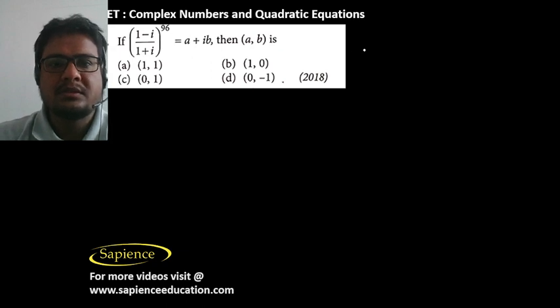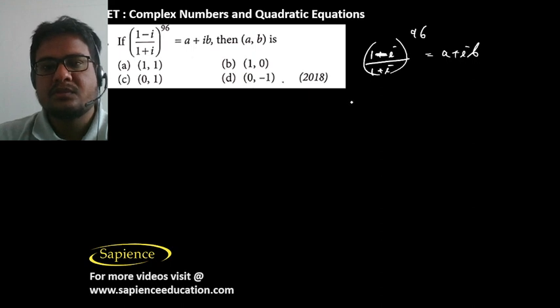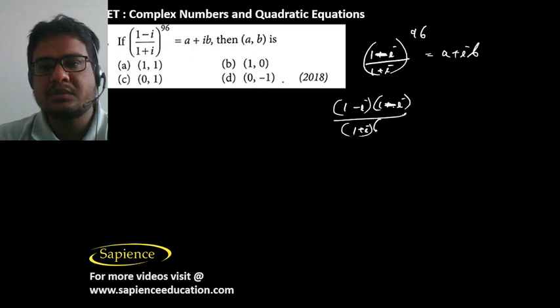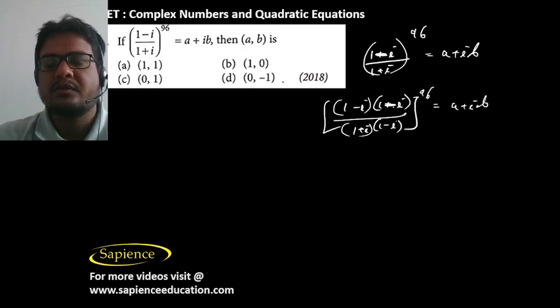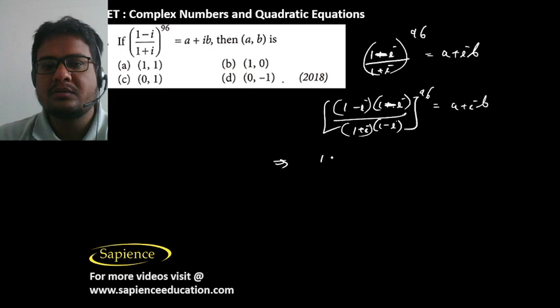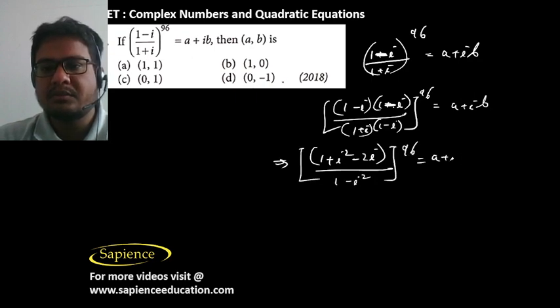Then it is told that if ((1 + i)/(1 - i))^96 is equal to a + ib, then (a, b) is how much? Okay. So we have to multiply and divide by 1 + i. So this is ((1 + i)(1 + i)/((1 - i)(1 + i)))^96, that is equal to a + ib. So therefore it means this is ((1 + i)^2 - 2i)/(1 - i^2)... whole power 96, that is equal to a + ib.